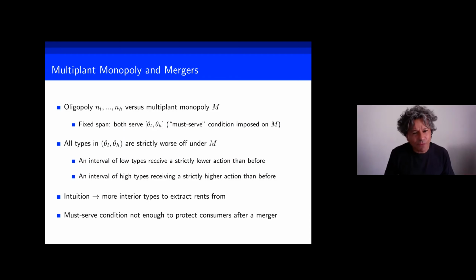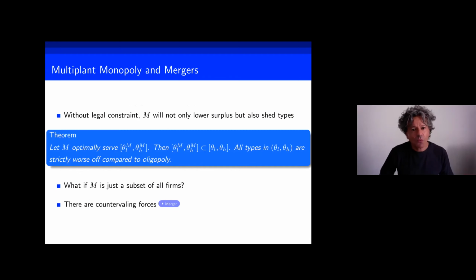Then we say, well, let's get rid of this must-serve condition. Without that legal constraint, what we show, and this is the content of this theorem, that is surprisingly difficult, is that the multi-plant firm will not only lower the surplus, but also will shed some types at both ends. So it will serve a strictly smaller interval of types. So this is what we obtain here. And essentially this shedding of types is an exercise of market power, if you want.